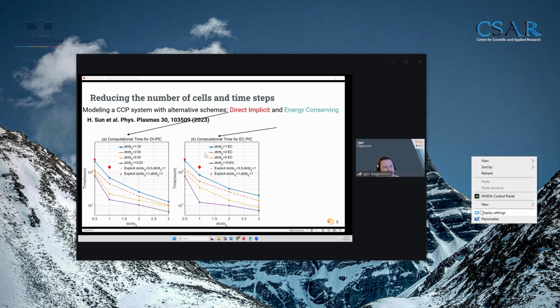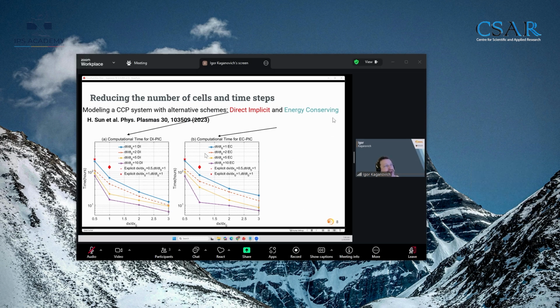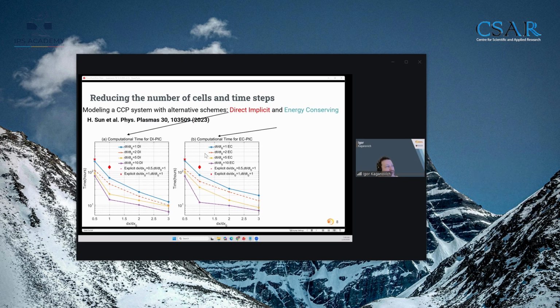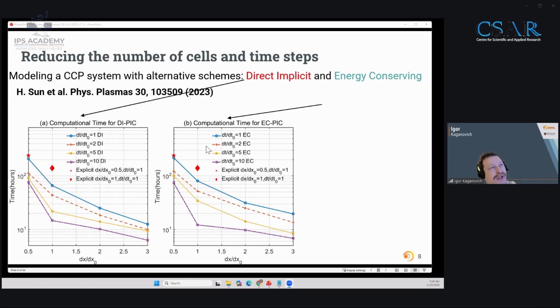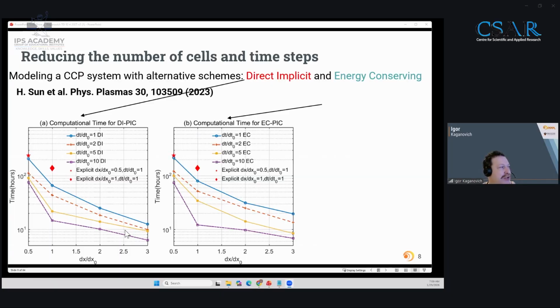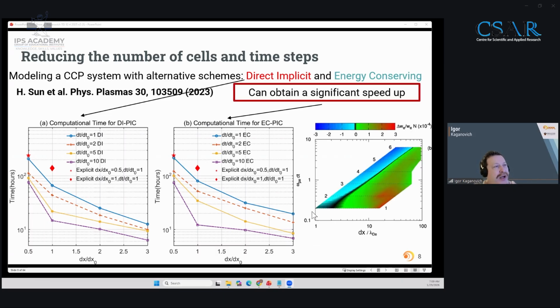And so what we did in this paper a couple of years ago, we looked at using direct implicit or energy conservative methods. If you remember, direct implicit allows you to have a cell size bigger than the Debye radius and a time step bigger than 1 over the plasma frequency. And energy conserving doesn't allow you to increase the time step, but allows you to increase the spatial scale, which is also important. You can see here on the plot the speedup versus how much bigger the cell size is. In general, you see a factor of 5 or 6 speedup, which is important if your simulation runs a couple of weeks.